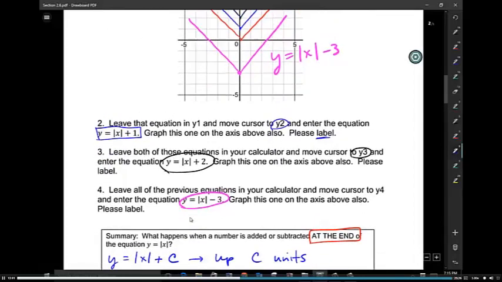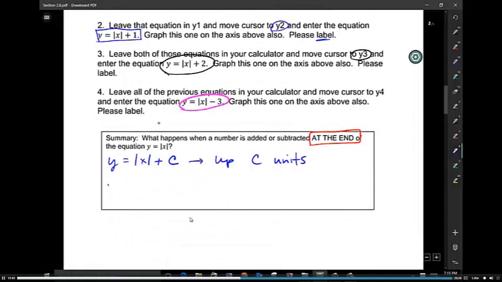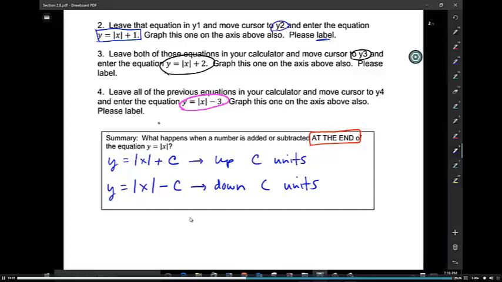Okay, and then what happens if there's a minus? Well, if you have absolute value of x minus some constant, right, minus 2, minus 3, minus 5, it doesn't matter, that situation is going to move the graph down c units. So if c is 3, if you have absolute value of x minus 3, it's going to move the whole graph down 3 units. Okay? So this is definitely the box that you want to keep in mind. This is one of the big points you want to make sure that you get from today.